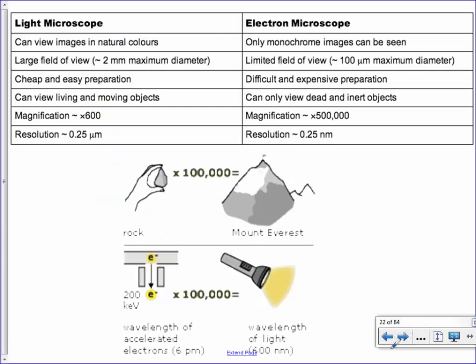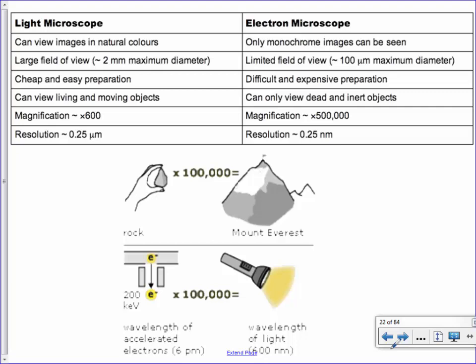Here's what I do want you guys to know, though. I want you to know the difference between the two microscopes. So you may even want to add electron microscope and light microscope to your word list. It's up to you if you want to add that there. But I need you to know the difference between the two.